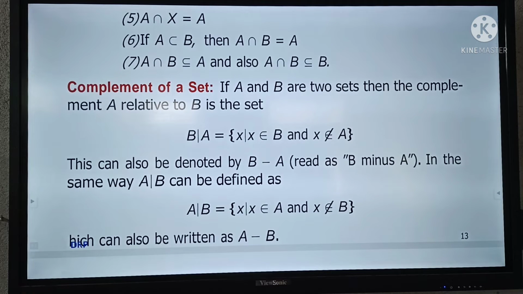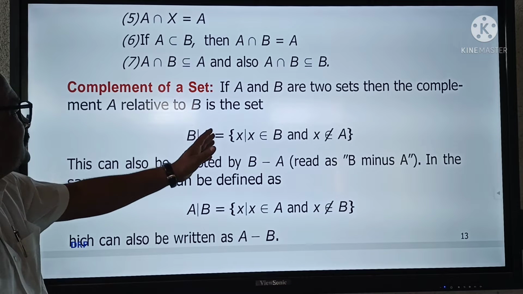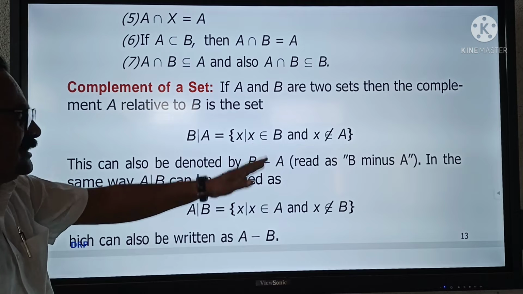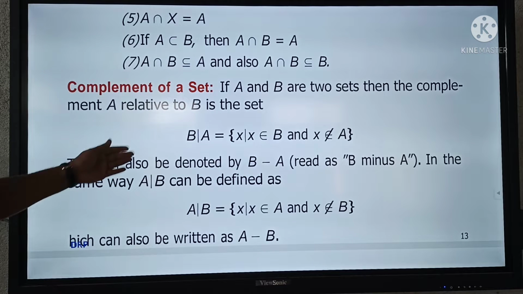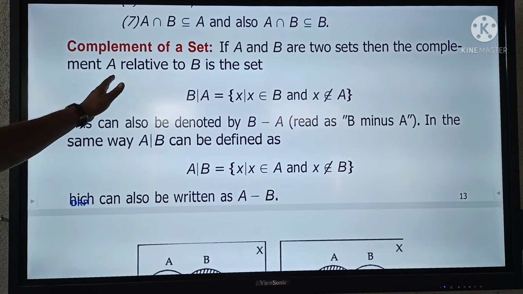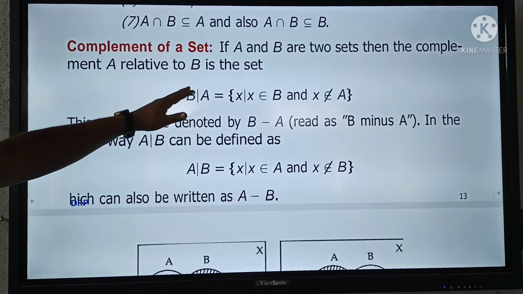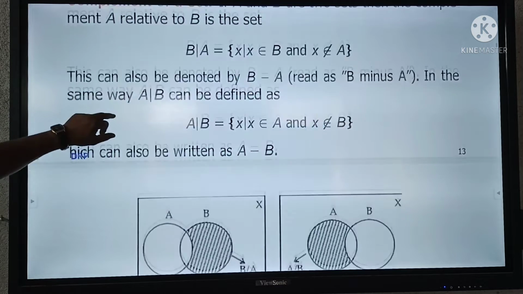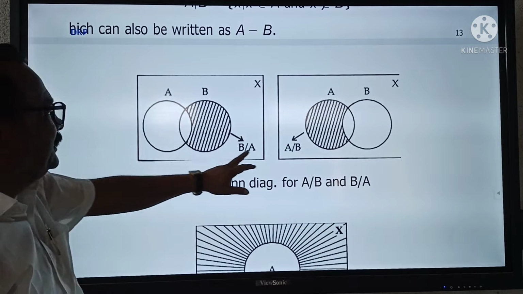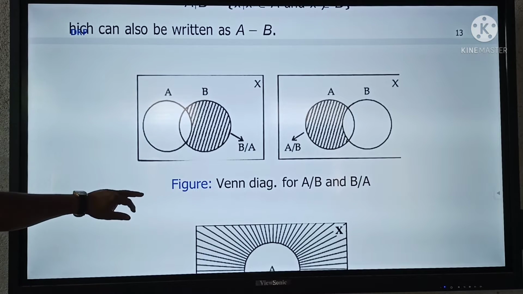Complement of a set: if A and B are two sets, then the complement of A relative to B is the set written in this way, B minus A. That is, x belongs to B, but x does not belong to A. This is the complement of any set, irrespective of, or relative to, the universal set. So this is the complement of B relative to A, and this is the complement of A relative to B.